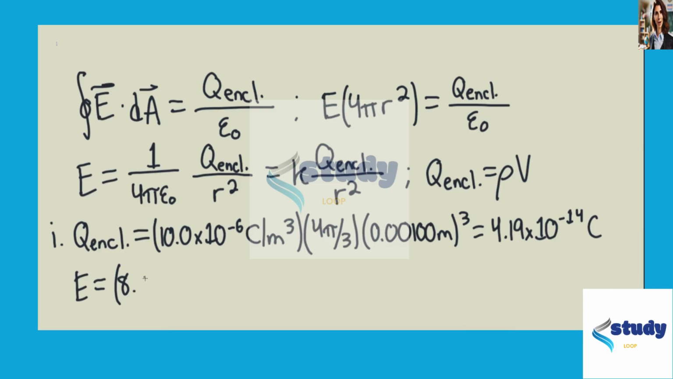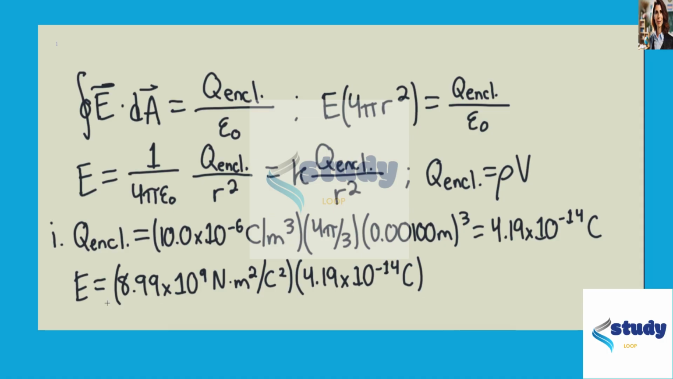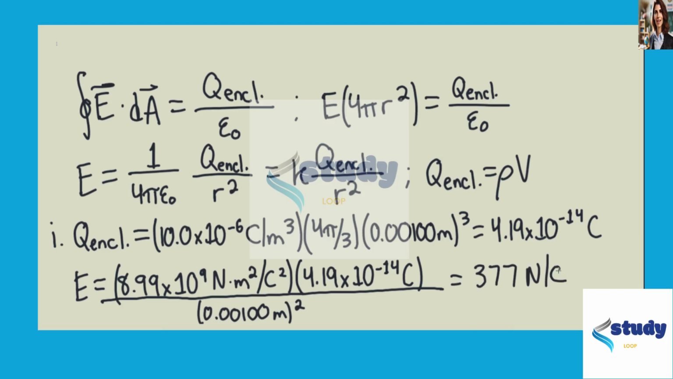k, 8.99 times 10 to the 9th newtons meter squared per coulomb squared, multiplied by essentially the enclosed charge 4.19 times 10 to the negative 14th coulombs, all divided by 0.00100 meters quantity squared, and this is giving us 377 newtons per coulomb. This would be our answer for part 1.